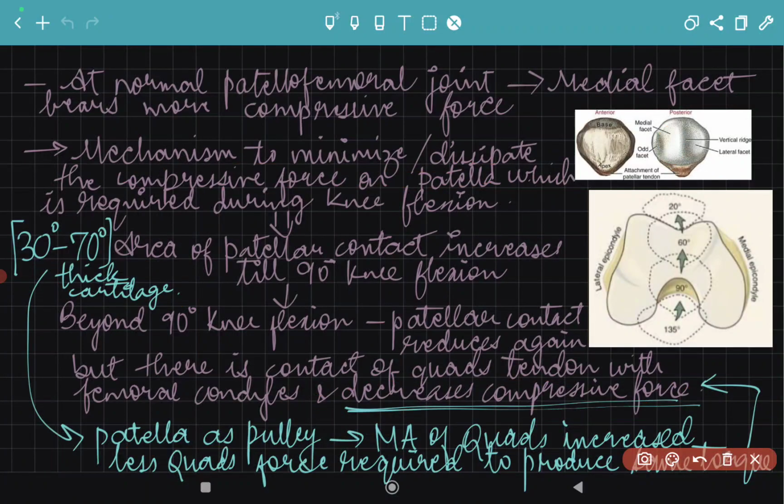So this is basic to understand: the patellar contact is increasing as the knee flexion progresses. Another thing is that beyond 90 degrees, the quadriceps tendon makes contact with the femoral condyle. These two will decrease the compressive force on the patella. Along with this, the presence of thick cartilage at this medial facet portion will also help in reducing some amount of compressive force on the patella, because it is capable of withstanding this amount of force.